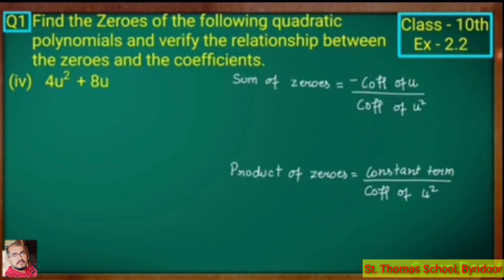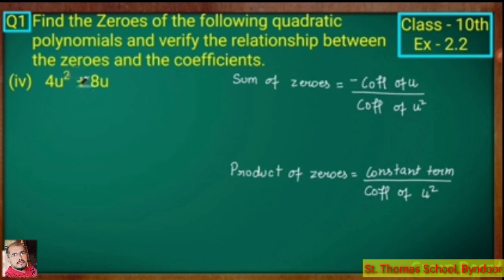It's also the same thing. Find the zeros of the polynomial. It is 4u square plus 8u is the question. So zeros we have to find first for the quadratic equation, and the relation between those zeros and the coefficients we have to verify. So first we have to check whether it is a quadratic equation or not. Yes, it is a quadratic equation.